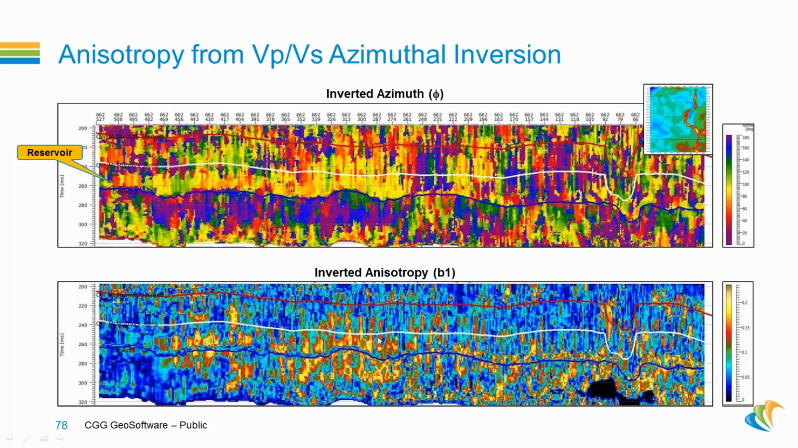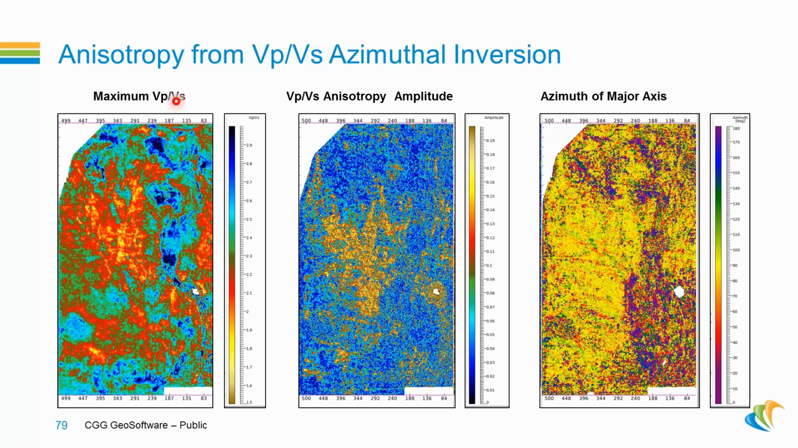And if you see them in the map view, this is where maximum VP/VS has been recorded or inverted, and the VP/VS anisotropic amplitude, and also the azimuth of the major axis are shown here. So you see that there are some channels that have been identified and some lineaments in the reservoir zone, which is almost east-west here and north-south here at this location. So different regimes of the stress or fracturing could be inferred from this azimuth of the major axis.